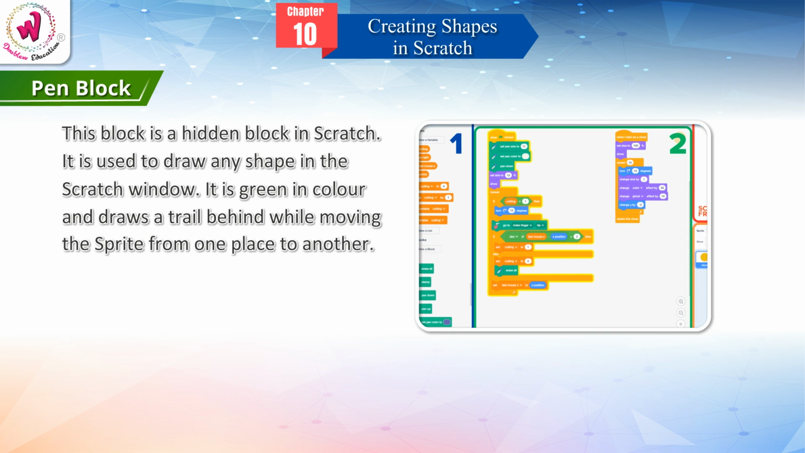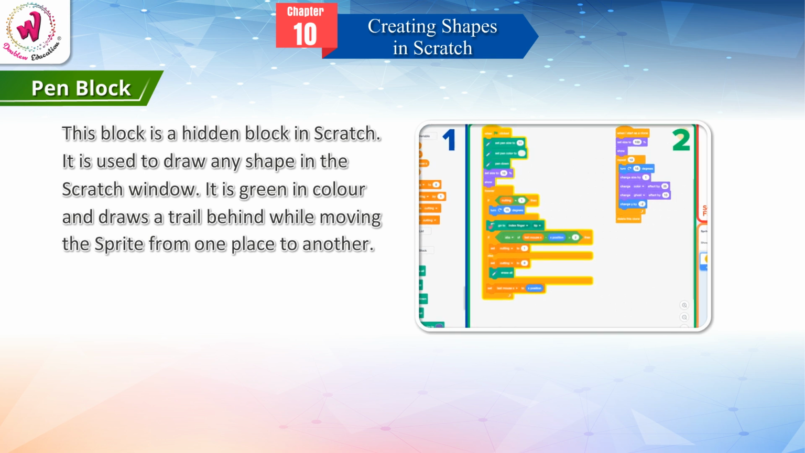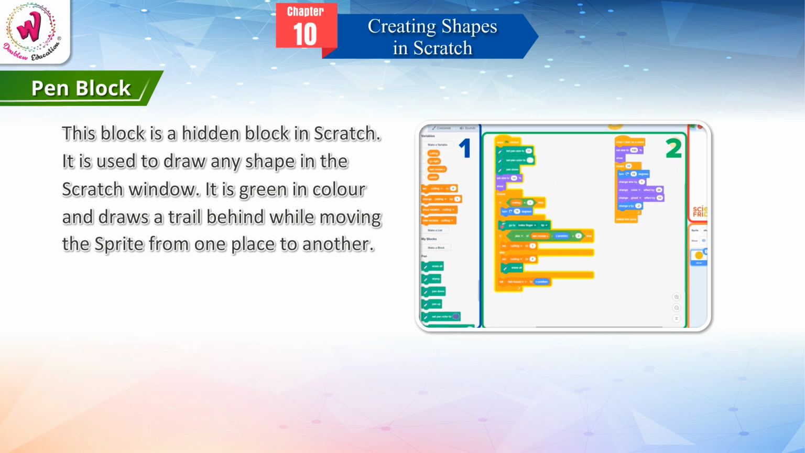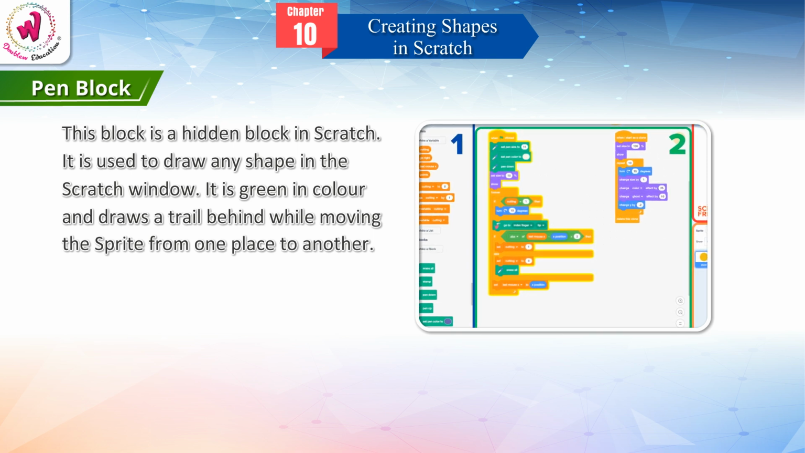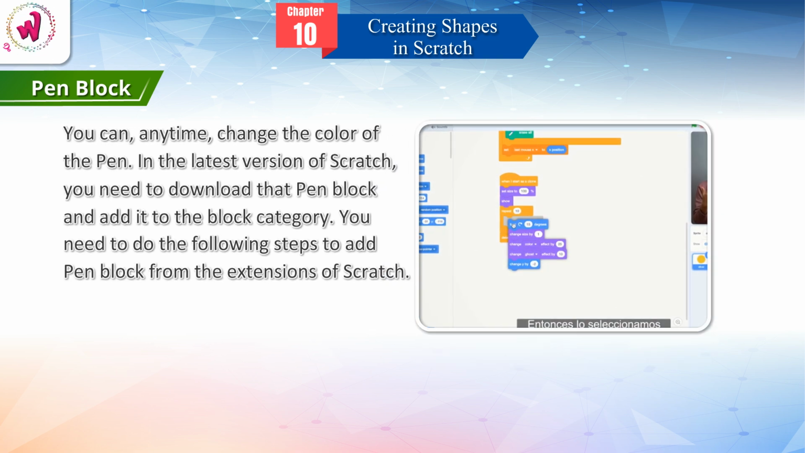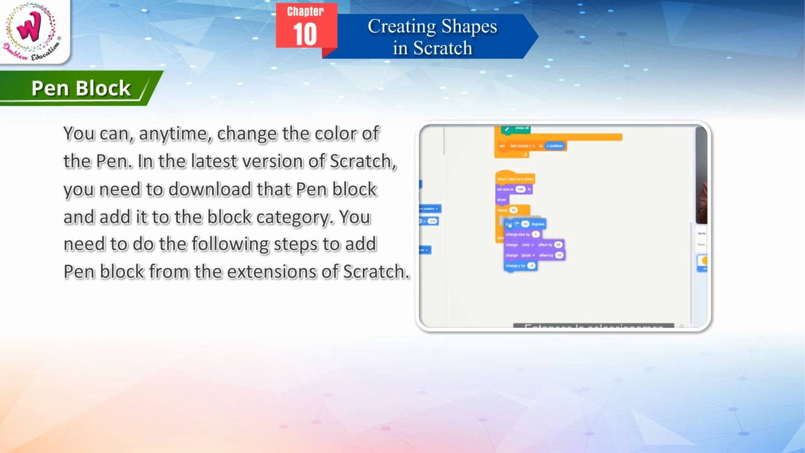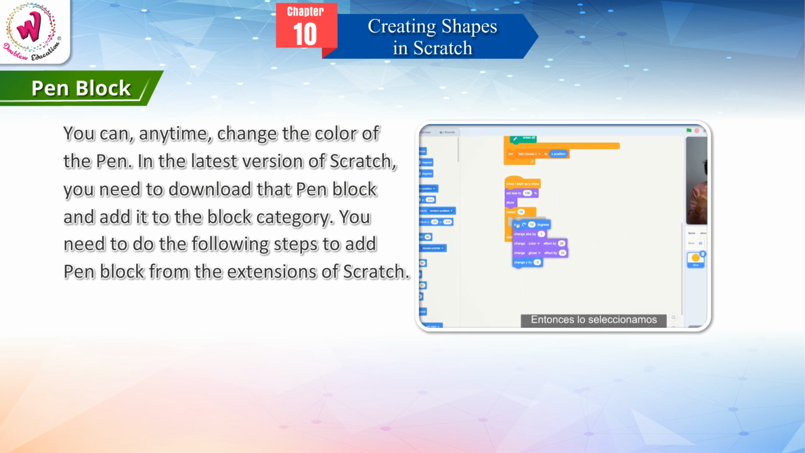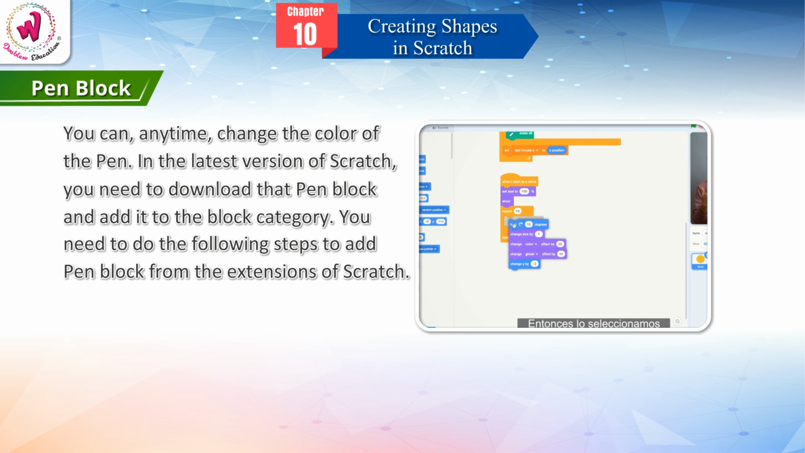Pen block. This block is a hidden block in Scratch. It is used to draw any shape in the Scratch window. It is green in color and draws a trail behind while moving the sprite from one place to another. You can change the color of the pen anytime. In the latest version of Scratch, you need to download the pen block and add it to the block category.